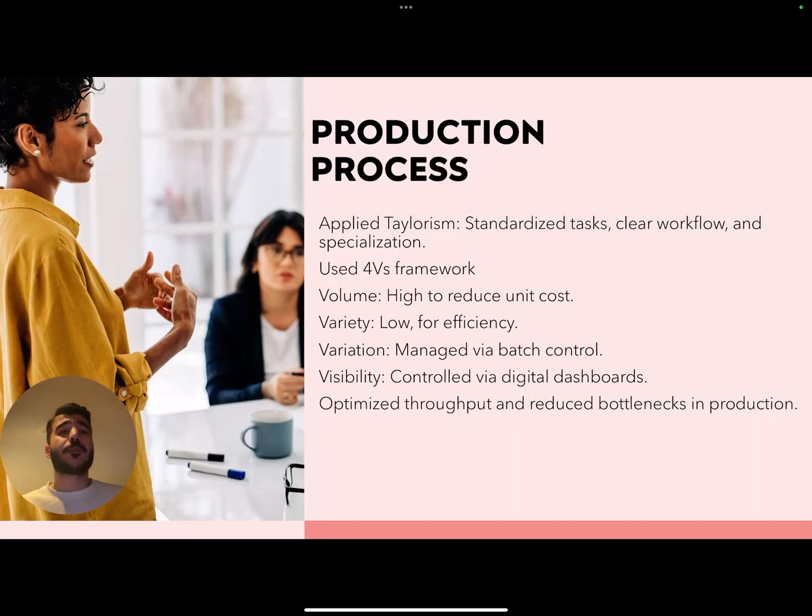In the production process, as my first module, I focus on organizing production tasks based on customer requirements. I implemented Taylorism by applying a scientific structured approach to workflow design. Tasks were divided systematically, reducing unnecessary movement and boosting efficiency. I applied the four Vs, which were volume, variety, visibility, and variation.